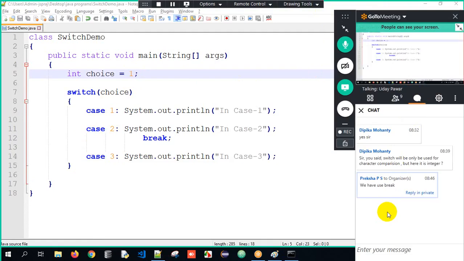Any idea? I'll answer all your questions once. Okay, don't worry. So what will be the output, guys? Any idea? What will be the output here?